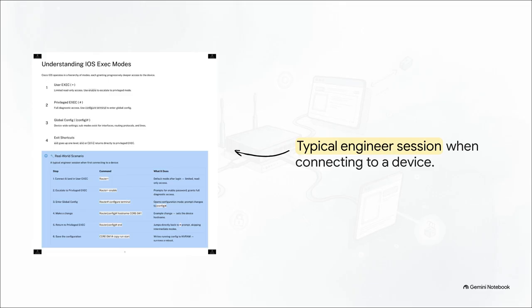Step 1, you land in the lobby, user exec. Step 2, you type enable and enter a password to escalate your privileges to the manager's office, privileged exec. Step 3, you type configure terminal to enter global configuration mode. Step 4 is where the magic happens, typing hostname core-sw1 to change the device's identity. Step 5, you type end to drop right back down to privileged exec. And finally, step 6, you save your work. See? It's a very logical, structured flow. Escalate privileges, make a global change, and secure it.